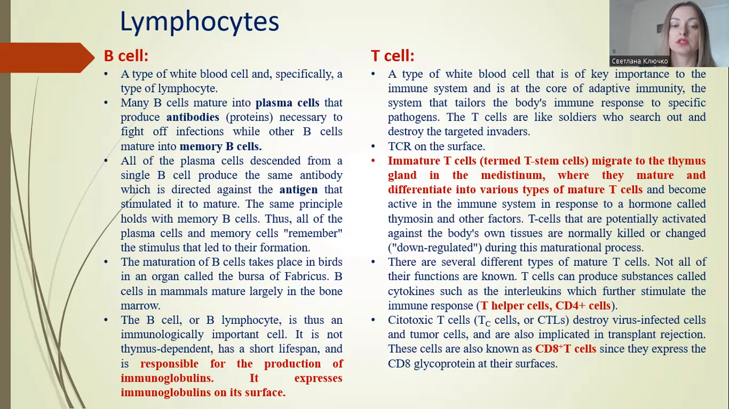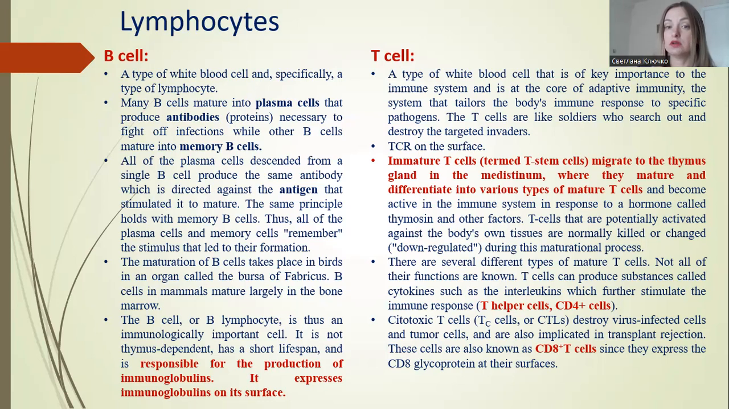The maturation of B cells takes place in birds in an organ called the bursa of Fabricius. And that's why we call them B lymphocytes, B cells. B cells in mammals mature largely in the red bone marrow. The B cell or B lymphocyte is thus an immunologically important cell. It is not thymus dependent, has a short lifespan, and is responsible for the production of immunoglobulins, or we can say antibodies. It expresses immunoglobulins on its surface, and these immunoglobulins can act like a B cell receptor.